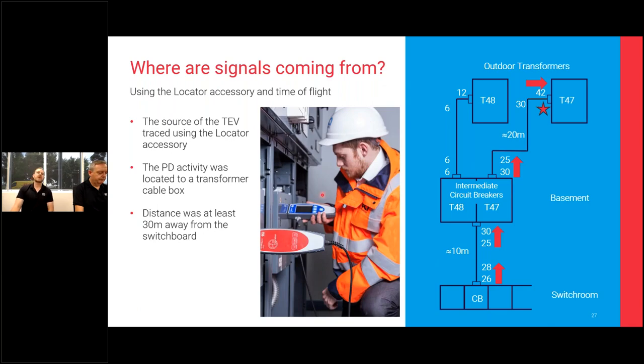So when I spoke about the locator, this is the locator. You can see here we have what looks like a red UltraTEV Plus 2, but this is an attachment that plugs into the UltraTEV Plus 2. It uses the TEV time of flight technique. In your hands, you will have two TEV sensors and you can place them on the back of the switchboard or onto cables and figure out if the PD signals are coming from up the cable or down the cable, or from that way along the switchboard or that way along the switchboard, because the TEV signals will flow through the cable, hit this sensor first and then the red sensor second, and vice versa.